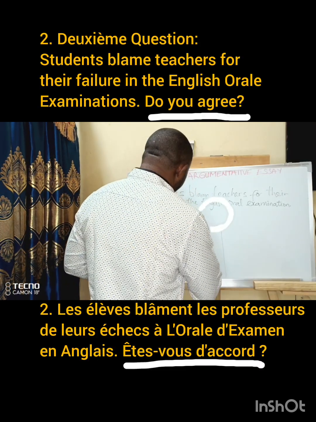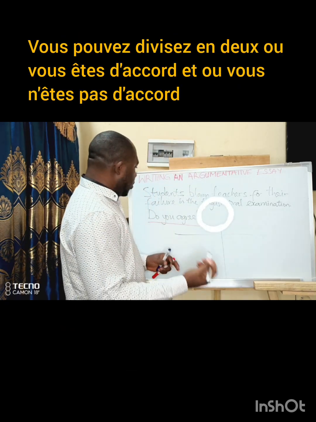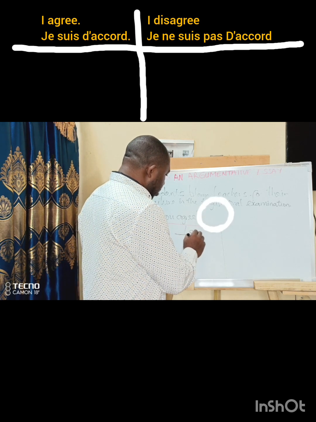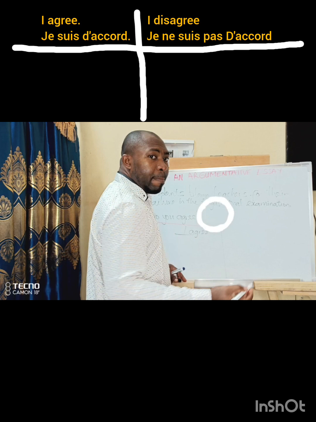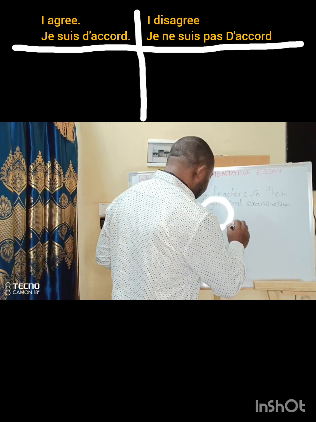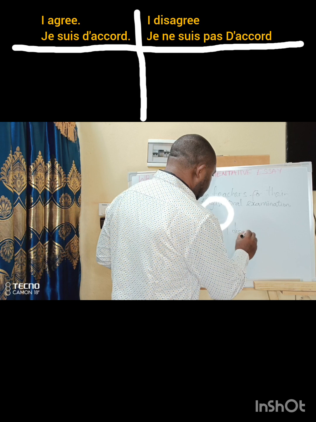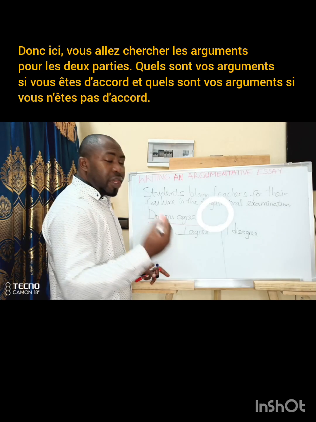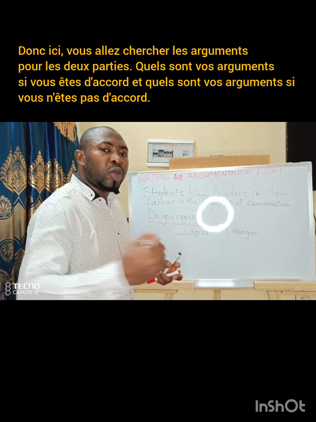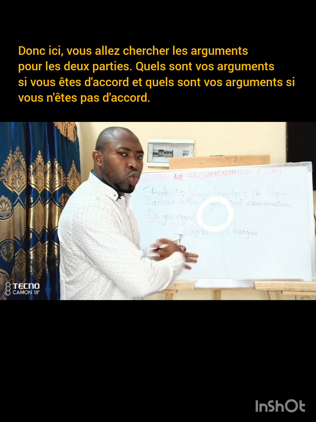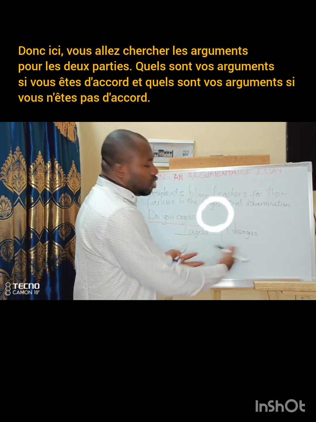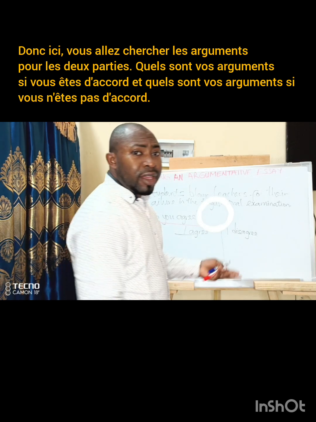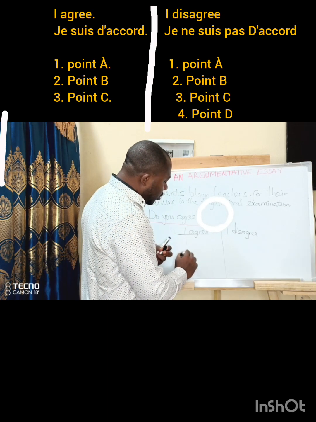You can divide it into two lines. Do you agree? If you want to say I agree, or I disagree. So here you will start looking for arguments to back the two. If you agree, what will be your arguments? If you disagree, what will be your arguments? Write them as argument number 1, 2, 3.